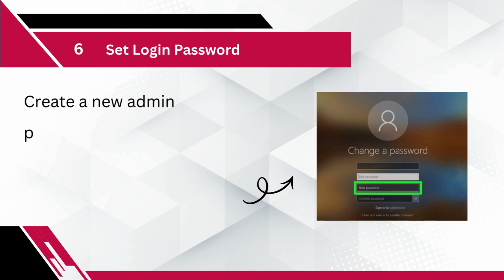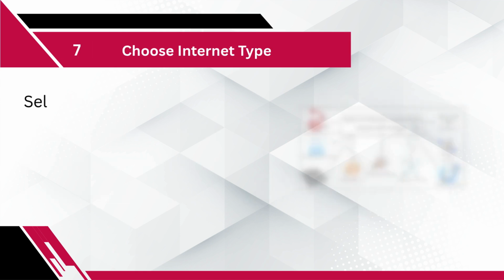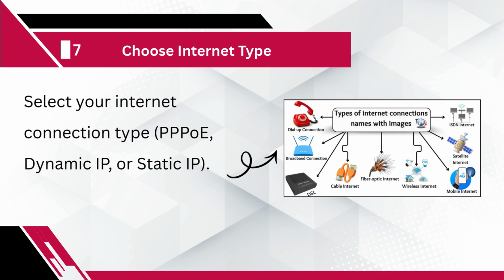6. Set login password. Create a new admin password when prompted. Some models don't need a default password. 7. Choose internet type. Select your internet connection type, PPPoE, dynamic IP, or static IP.